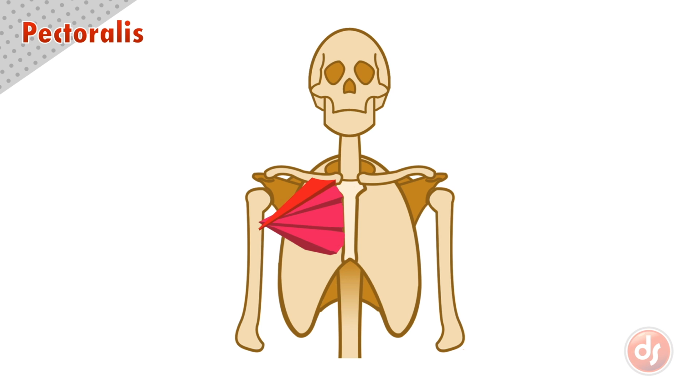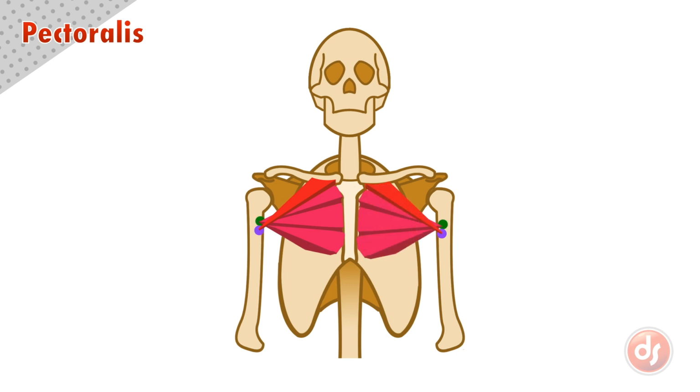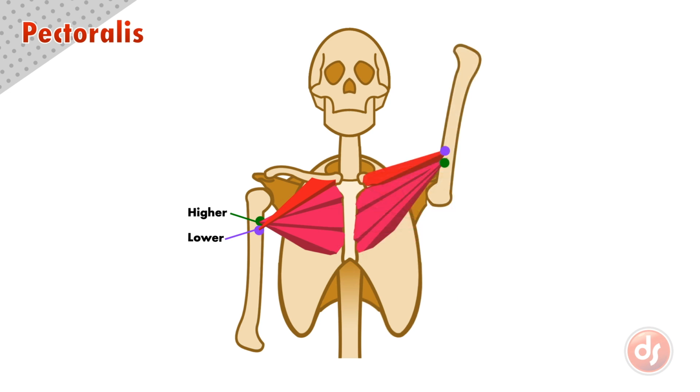To help you remember this pattern, think of two triangles, a large one coming across and a smaller triangle sitting on top and going lower. Because the upper clavicular portion inserts lower on the arm, and the lower sternal section inserts higher on the arm, it allows these two sections to unfold as the arm is raised above the rib cage. This gives us a greater range of motion and flexibility.